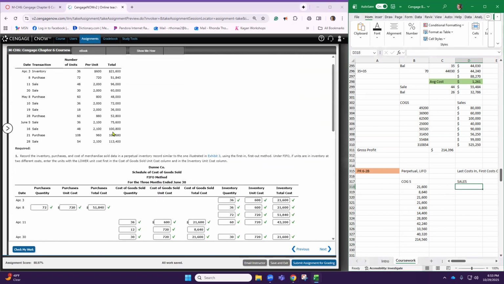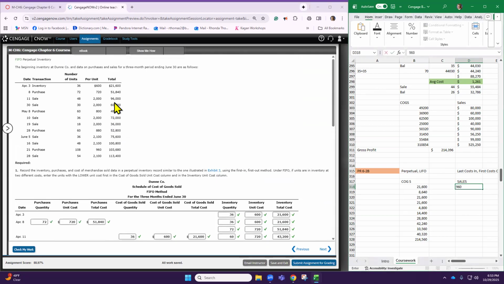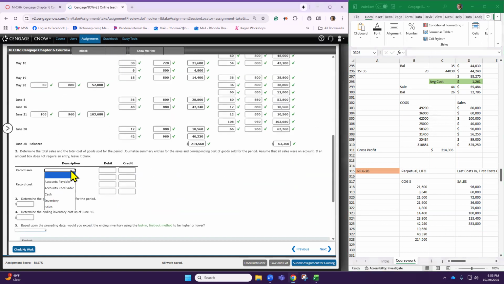Okay, so I've got to put the sales in. Okay, so 96,000, 60,000. We should have the same number of sales that we had cost of goods sold. Oh, not necessarily because we had, it's okay, it's all right. So I've got 553,800. So we're going to record the sale in accounts receivable. I don't know if I'm right. I hope I am. And then that's going to be sales.